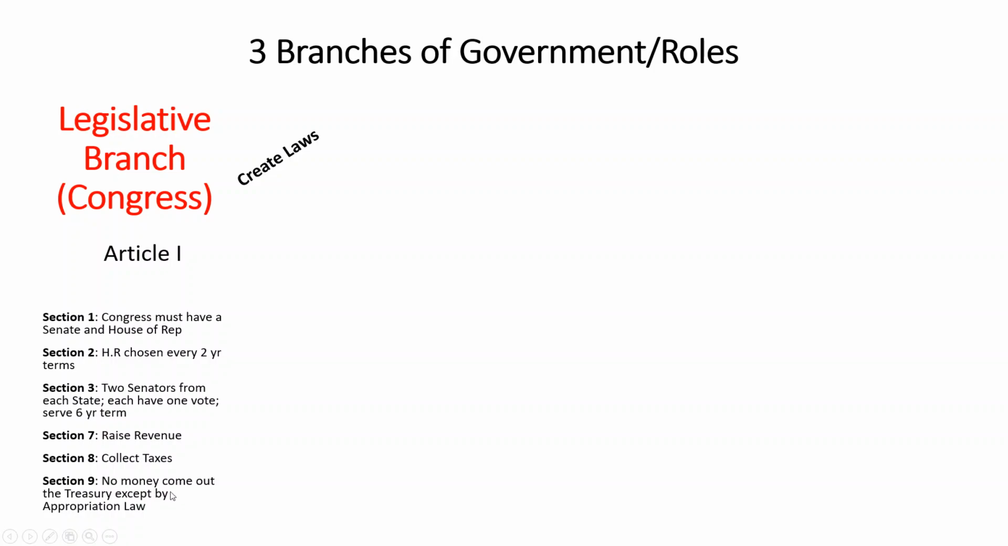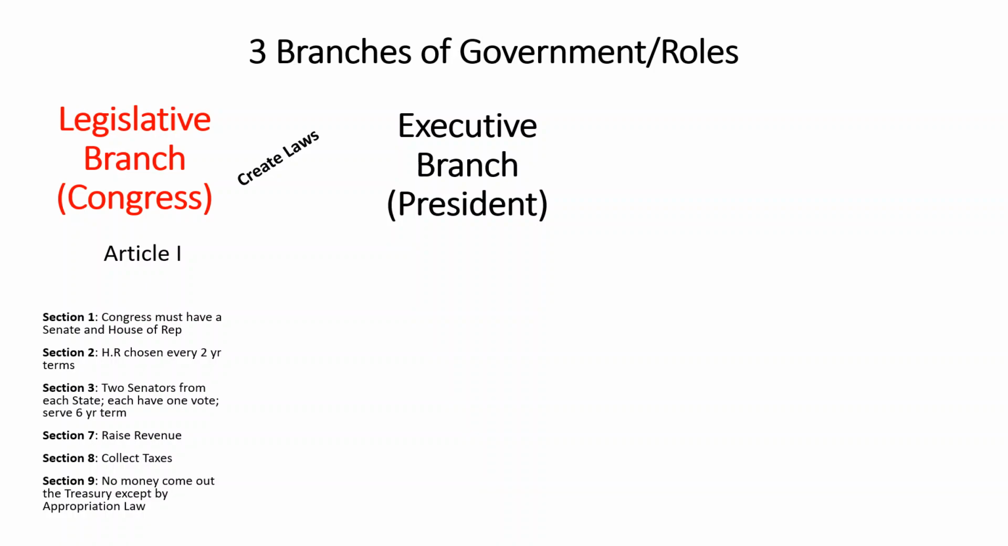The reason you want to learn the three branches of government in this way is because it's directly related to their role and responsibilities in the Constitution. So legislative branch, create laws, Article 1. The second branch is the executive branch, which deals with the functions of the president. The function of the executive branch is to execute the laws. Once the laws are approved, the executive branch must execute the laws. Functions and responsibility of the executive branch are covered in Article 2 of the Constitution.